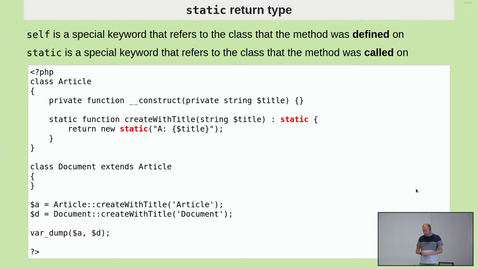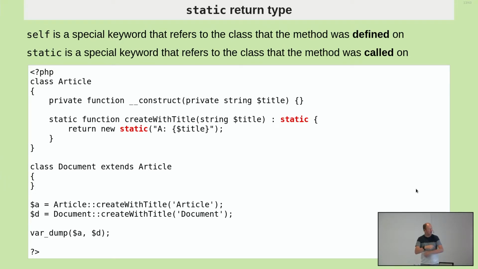Okay, a few more return types. So PHP has this concept for objects. They're either static or self. And that has to do with whether they are inherited or not. Now, in this example, I have an article class and a document class. The document class extends the article class. Static, in this case, means on the class that the function is defined on, whereas self means where the function is called on in which context.